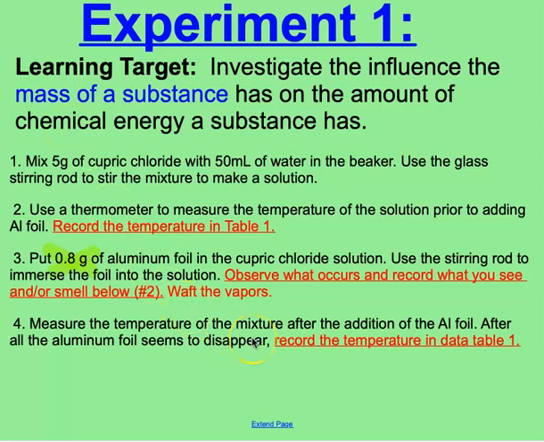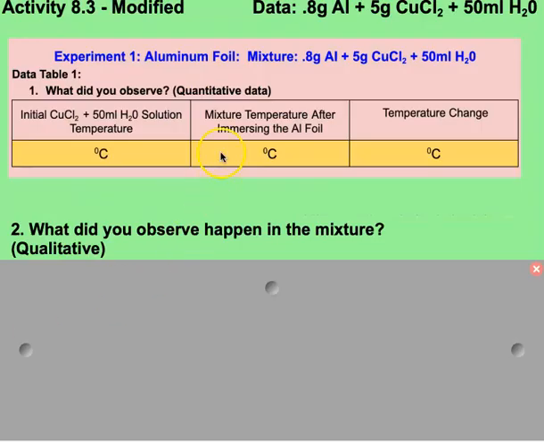In the end, listen to the video. I'm going to tell you what the temperature change was. And again, you're going to have to put that right here. Then take this number minus this number. Actually, it's this number minus this number to get this number. And that will be your temperature change.